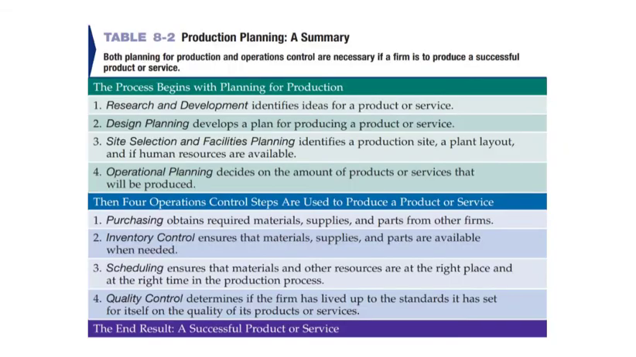In conclusion, many activities are involved in producing products and services. Table 8.2 shows how all of these activities fit together. The goal of all the planning activities in the top section and operating control activities in the middle section is to create and produce a successful product or service. Of course, these activities should always be evaluated to determine if the firm's processes can be improved.